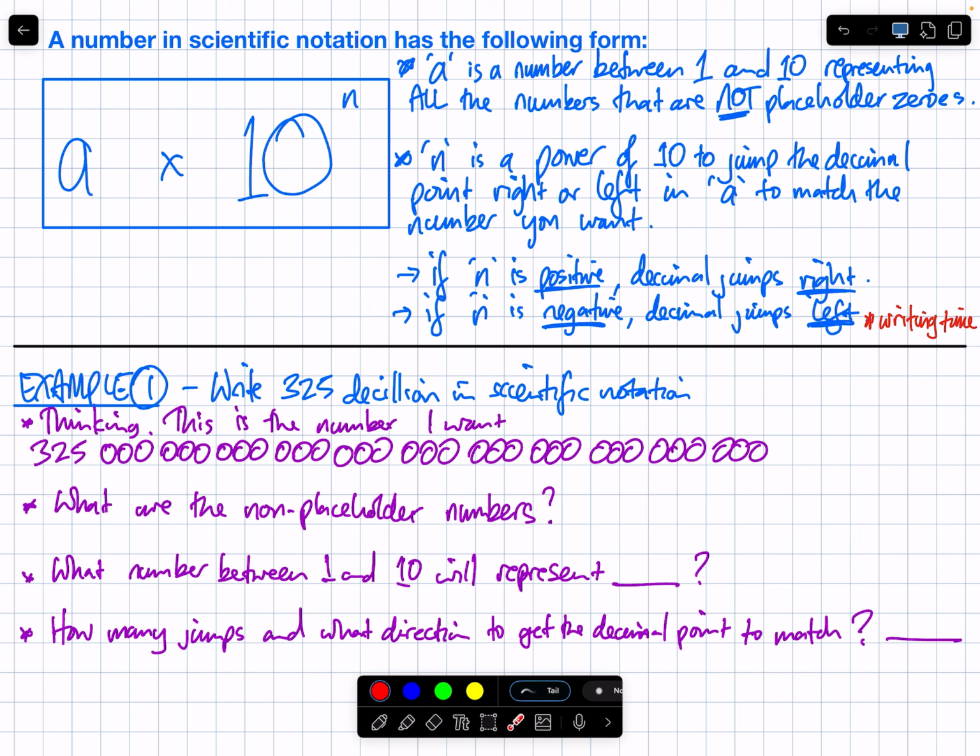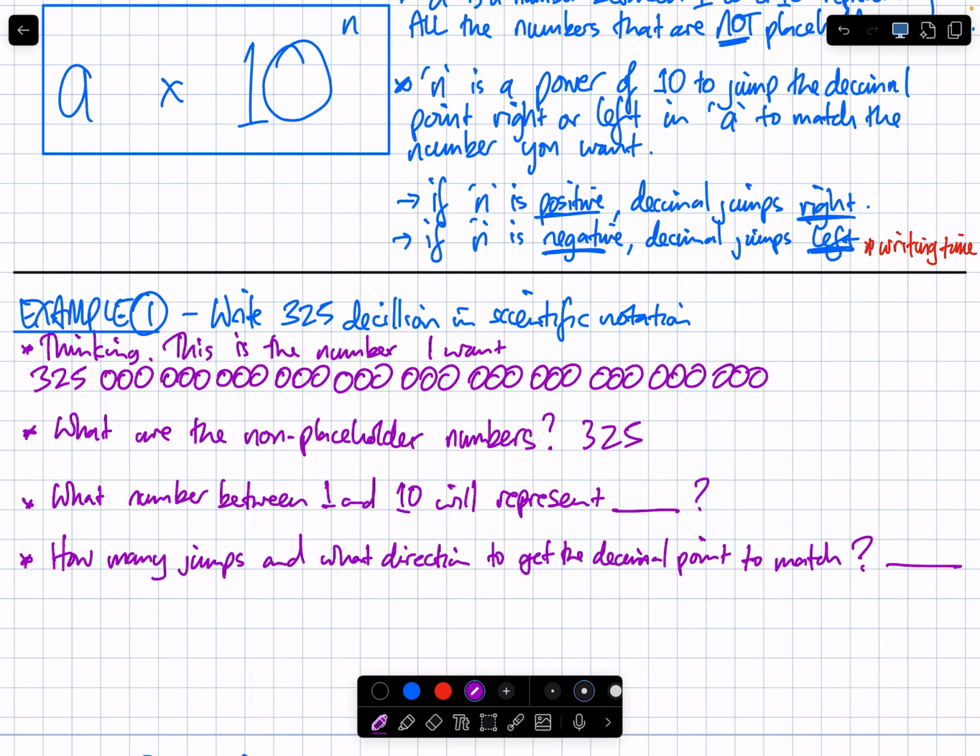What numbers there are not placeholders? You tell me. Yes? Good. What are the non-placeholder numbers? 3, 2, 5. Because that's the meat of it. They're not just pushing things to the side. What number between 1 and 10 is going to represent 3, 2, 5? Is 325 between 1 and 10? Is 32.5 between 1 and 10? Is 3.25 between 1 and 10? Yes. 3.25. Okay? That's my A.